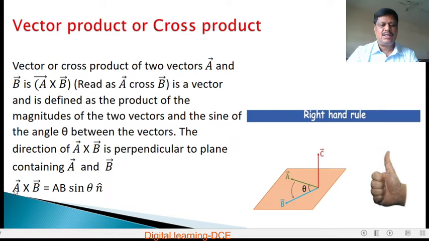So once again, the cross product of the two vectors is defined as the product of the magnitudes of the two vectors and the sine of the angle theta between the two vectors. The direction of a cross b is perpendicular to the plane containing a and b. This is the direction of a cross b, and the unit vector is also in this direction.